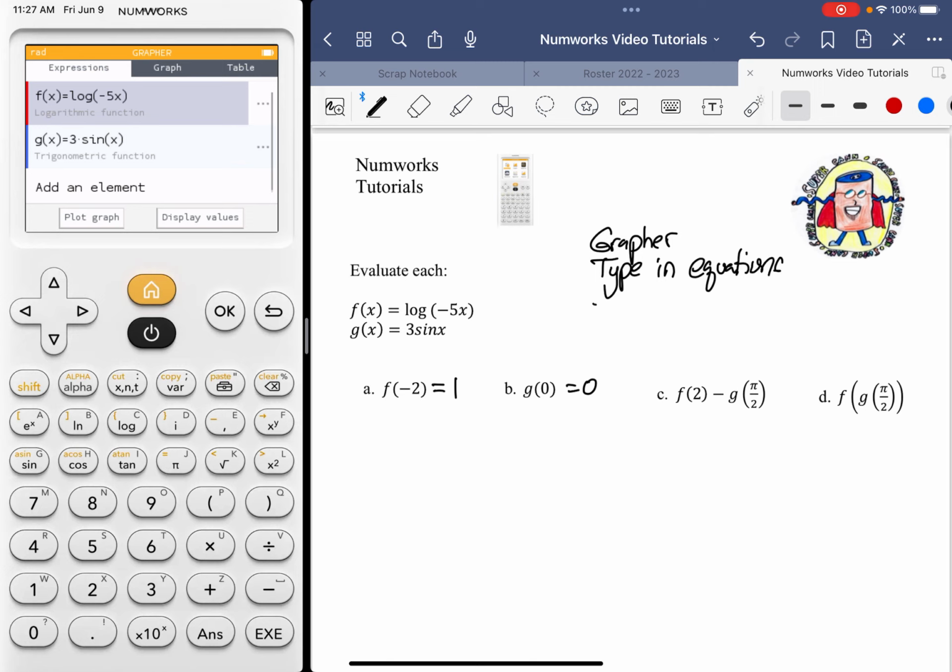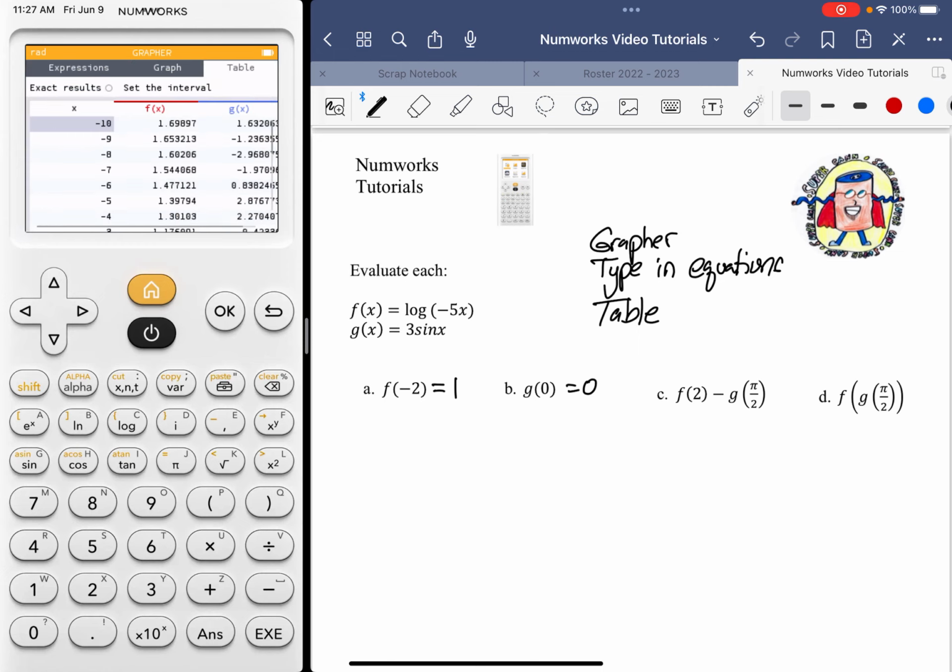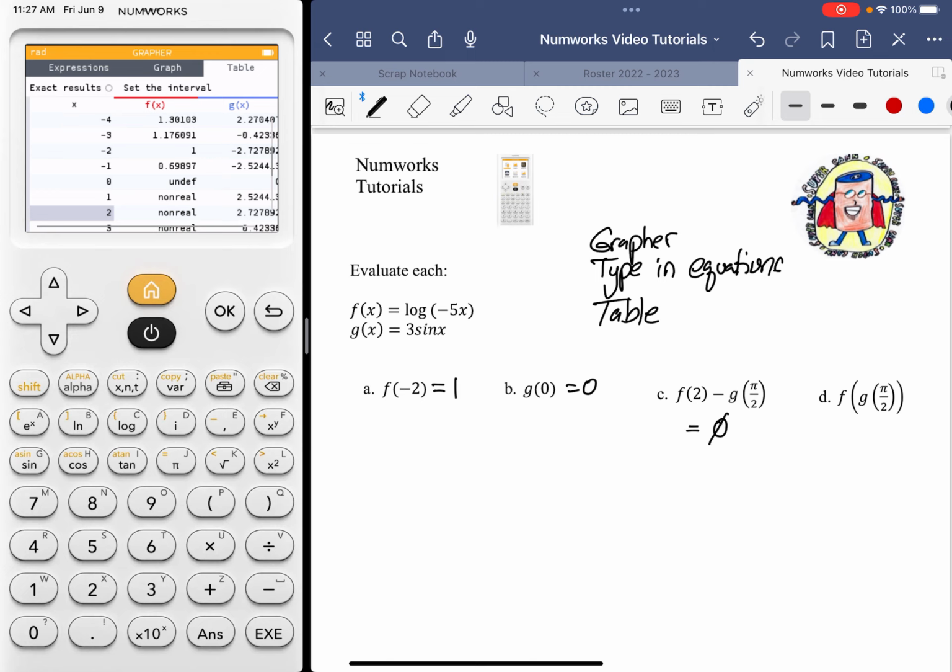And then table. All right. So again, going back to the table, I can pull out f of 2 pretty easily. Well, easily in the sense that it's a non-real answer. So that's great. So this is going to give me no solution. So I don't have to worry about g of pi over 2. All right. But we'll get to that in a second.